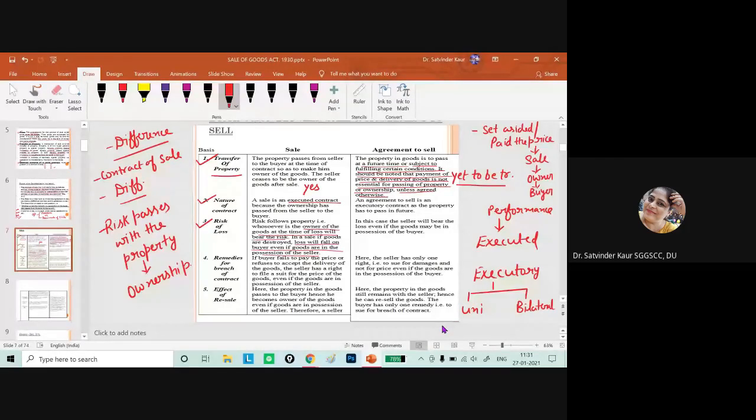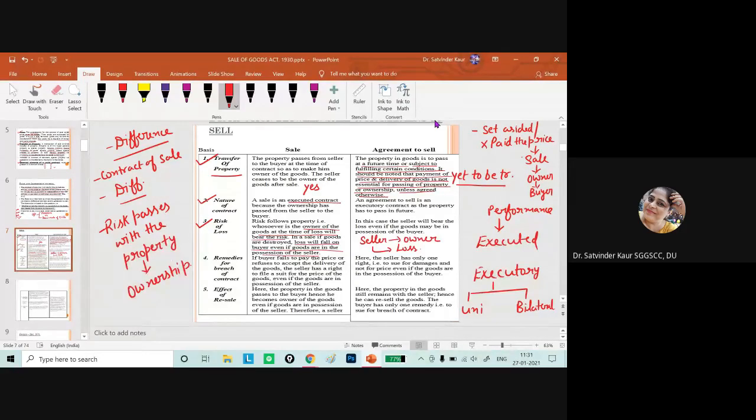But in case of agreement to sell, ownership is yet to be transferred. So in this case, the seller is the owner of the goods. Right? So the seller is going to bear the loss if the loss happens. The same example: I have set aside the goods, but I have not paid the price. I have selected the items and I told the seller that while coming back, I'll make the payment and I will collect these goods. I had just selected, shortlisted the goods. But while coming back, before I come, the particular goods were destroyed. So in that particular case, the seller is going to bear that loss because ownership is yet to be transferred to the buyer in this particular situation, right?